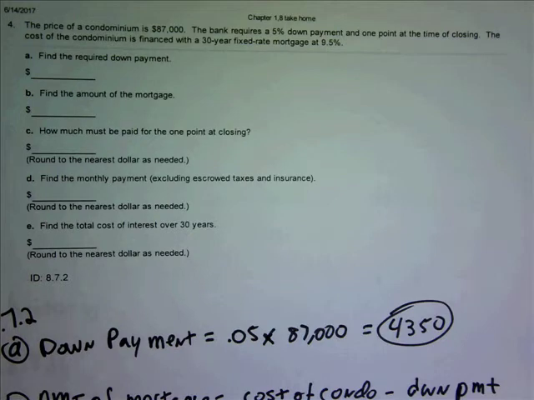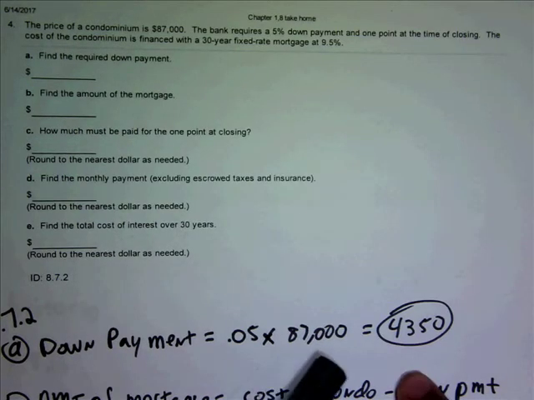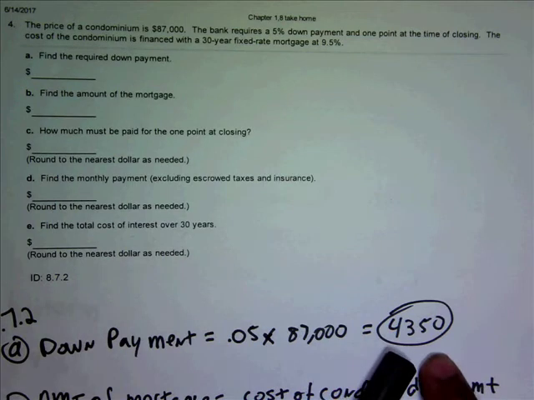The first thing they ask us to find is the down payment. They want 5% of the 87,000 here. So 5% of the 87,000 is $4,350.